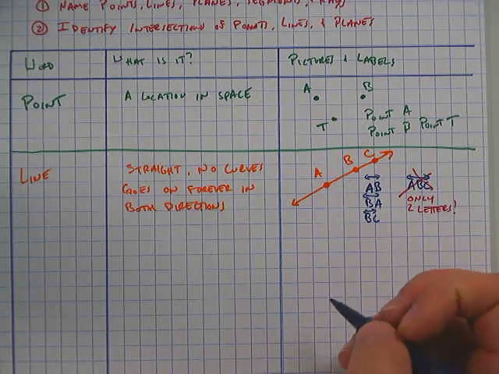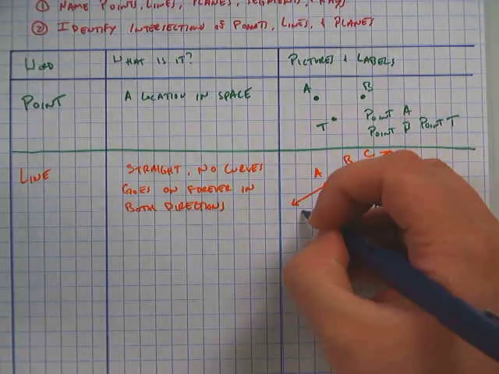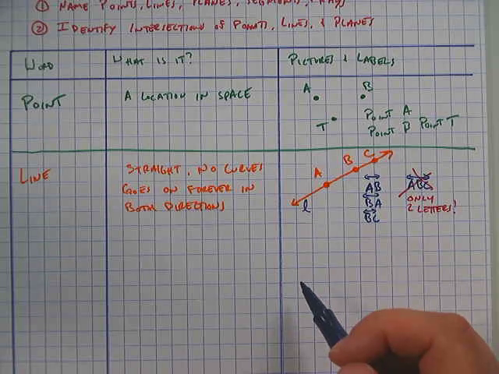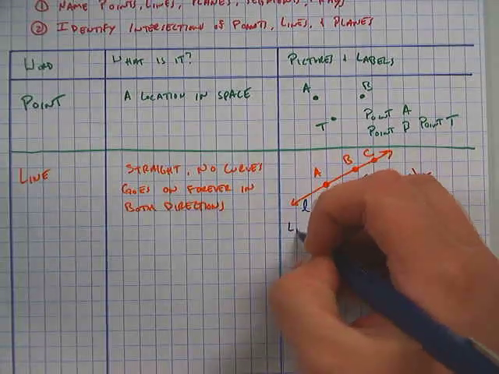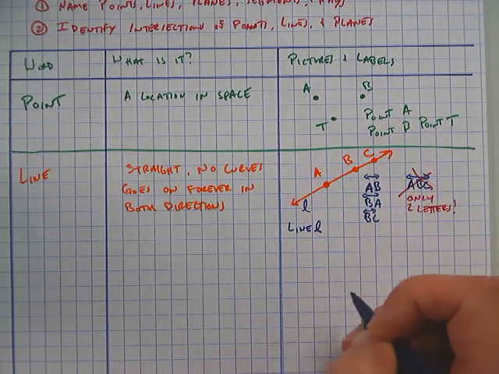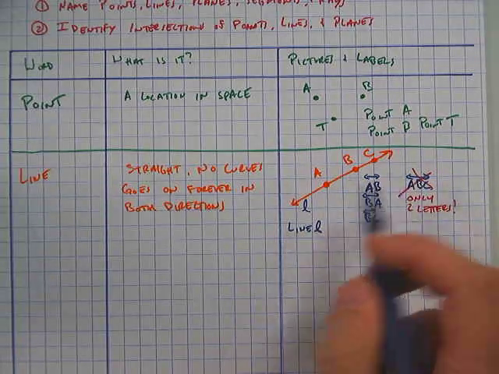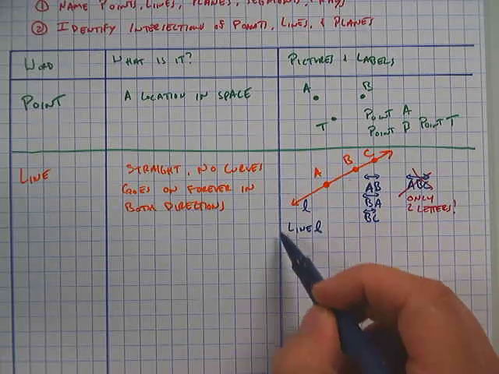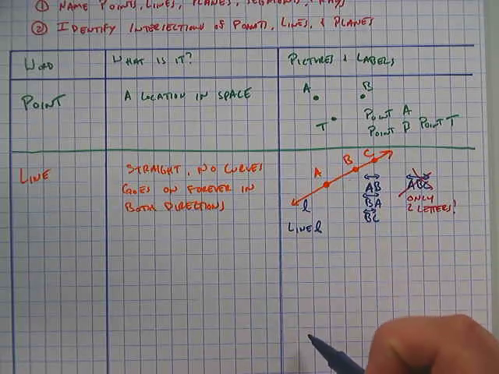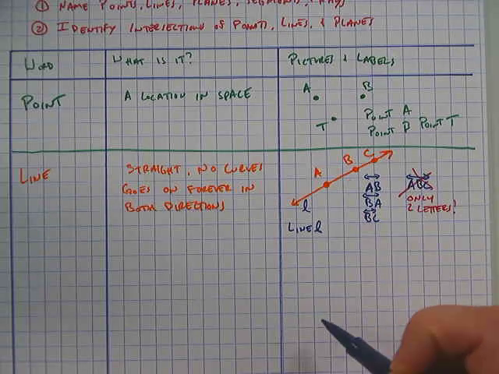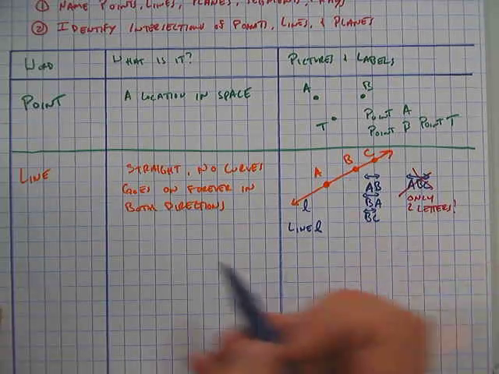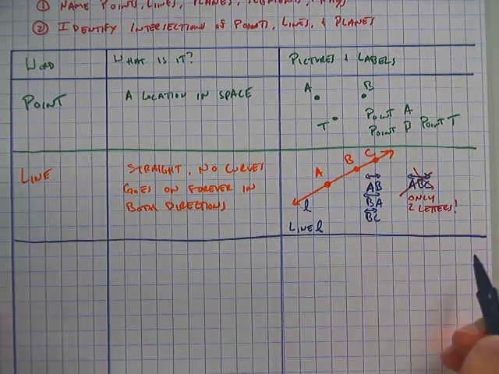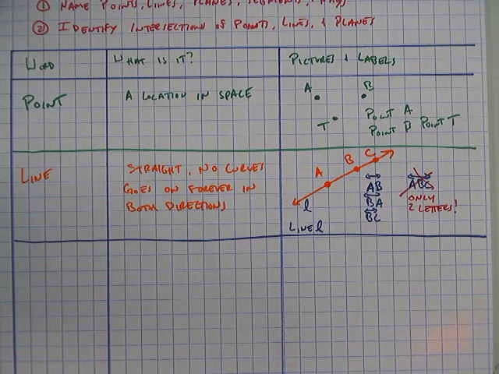Okay, the second way that you could label a line is sometimes you'll see a lowercase cursive letter next to your line. So in this case, we have a lowercase cursive L. So you could call this line L. L's not a point on your line. It's just this little label that goes next to your line. So this would also be a way that you sometimes see lines labeled. Okay. So we have points, we have lines.